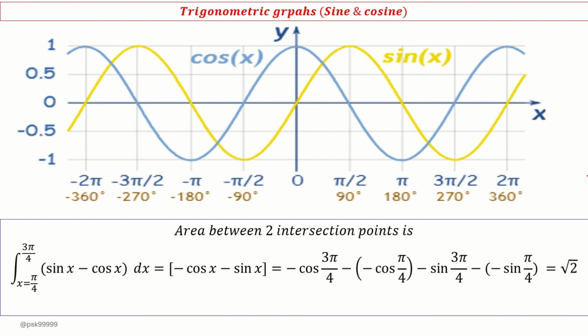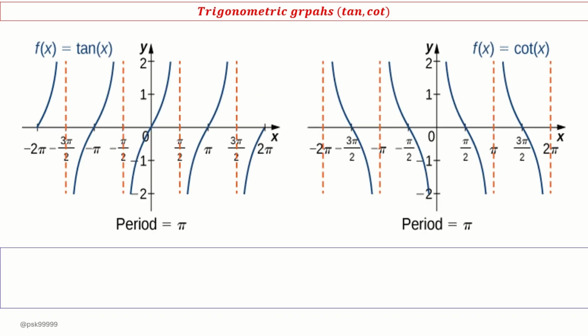So remember this. This is very easy to calculate. You don't remember the end value, but it's easy to calculate. Okay. And this is how the tan and cot graphs look.